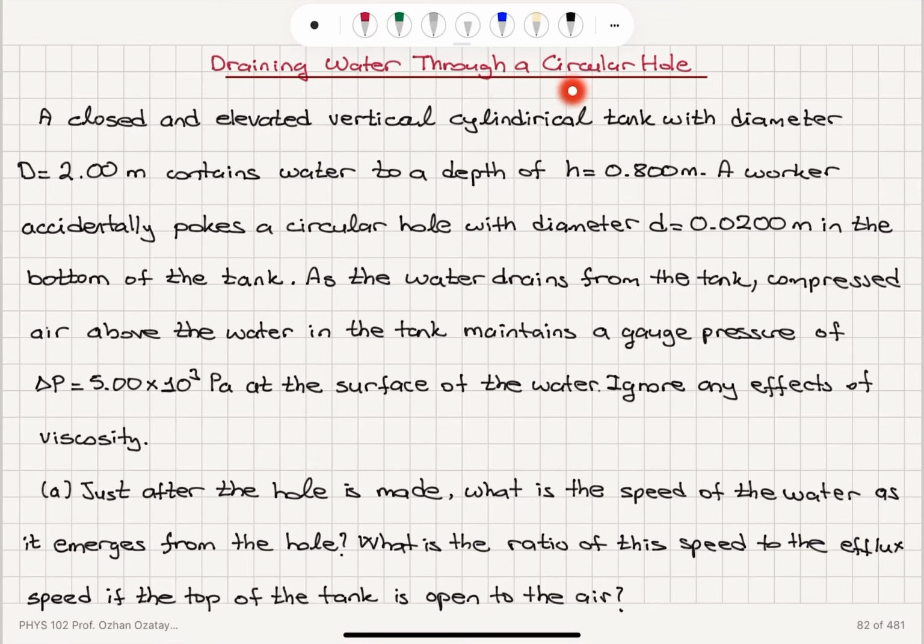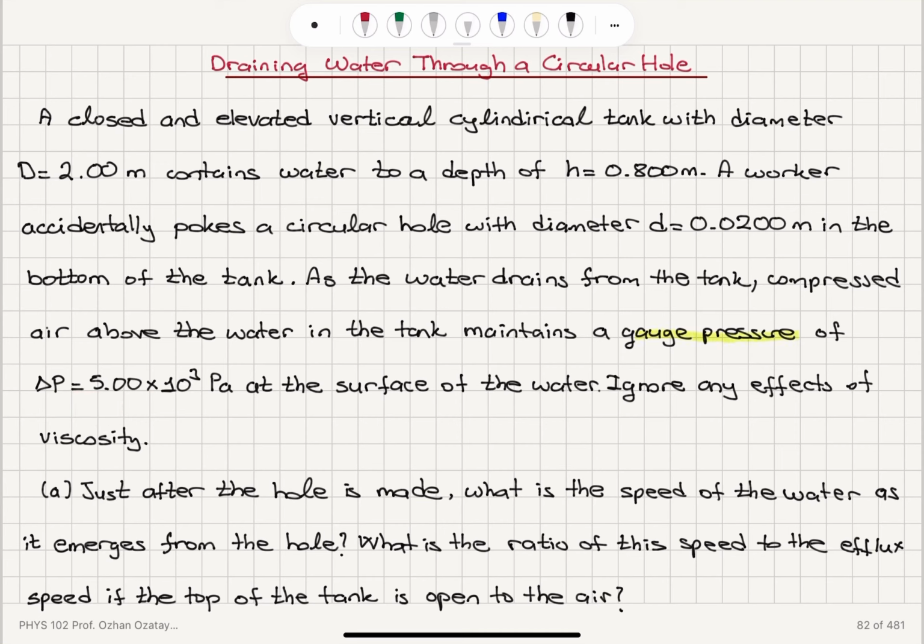Draining water through a circular hole. A closed and elevated vertical cylinder tank with diameter D equals 2 meters contains water to a depth of h equals 0.8 meters. A worker accidentally pokes a circular hole with diameter d equals 0.02 meters in the bottom of the tank. As the water drains from the tank, compressed air above the water in the tank maintains a gauge pressure of delta P equals 5 times 10 to the 3 pascals.